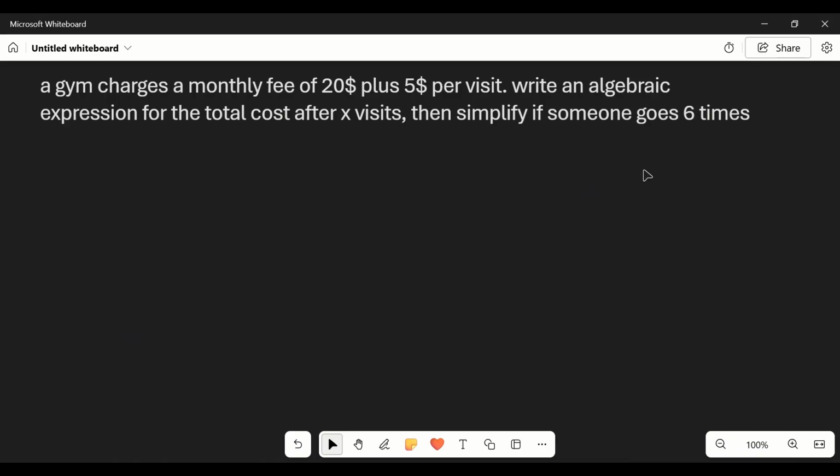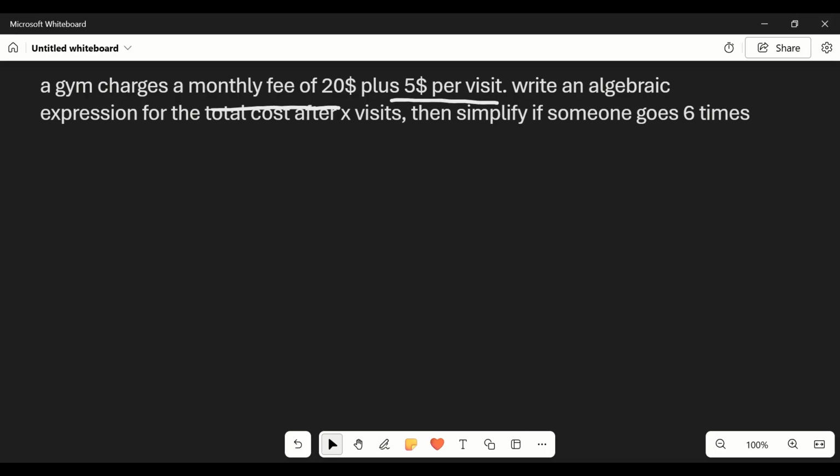A gym charges a monthly fee of $20 plus $5 per visit. Write an algebraic expression for the total cost after X visits. Then simplify if someone goes 6 times. So imagine this. You want to go to a gym, and the gym says you must pay $20 every month, no matter what. And then every time you visit, you pay $5 more.